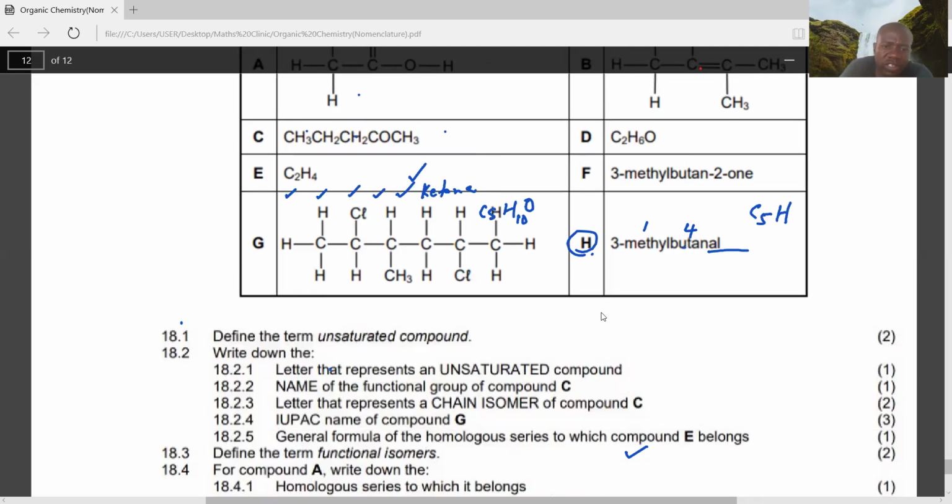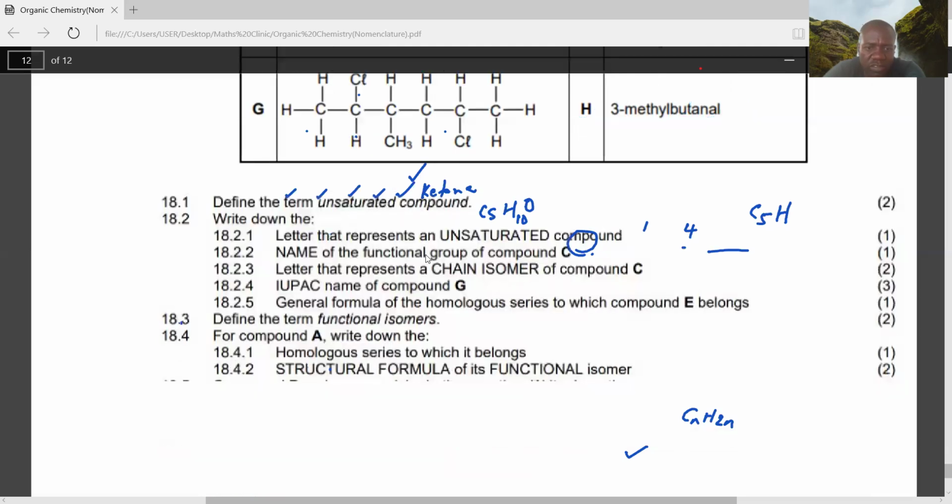Compound E belongs to an alkene because it's 2 times 2, which is 4. Alkene, what's the general formula of an alkene? CnH2n. What is a functional isomer? Define the term functional isomer. You can do that: organic compounds with the same molecular formula but different functional groups.